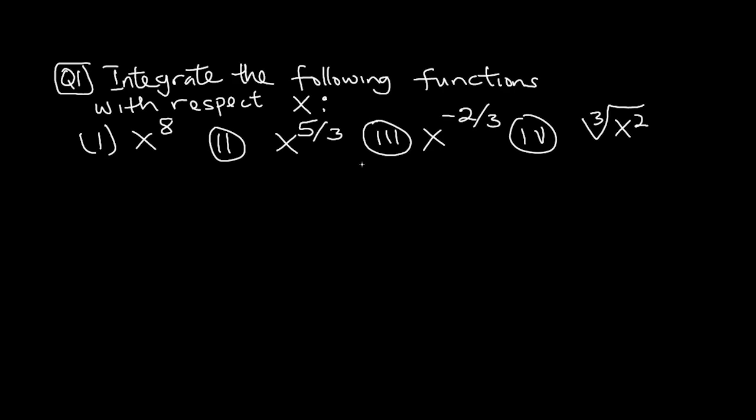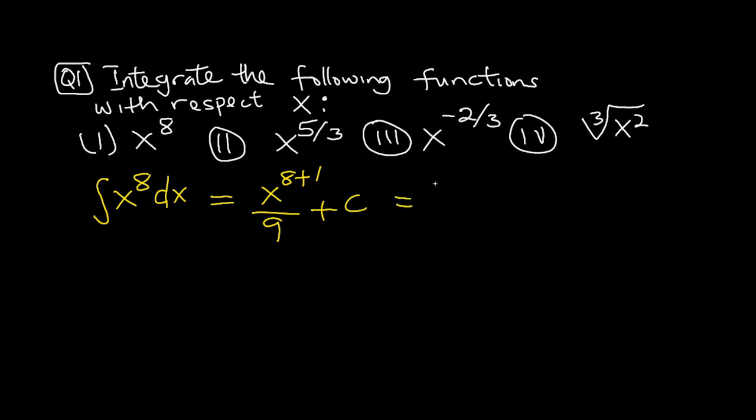Integrate the following functions with respect to x. We have the first one. So that's what we have for the first one. Then apply the general formula, which means the power plus 1, 9 over 9, and then plus the constant of integration. So the final conclusion, we have x to the power 9. This is the first one.